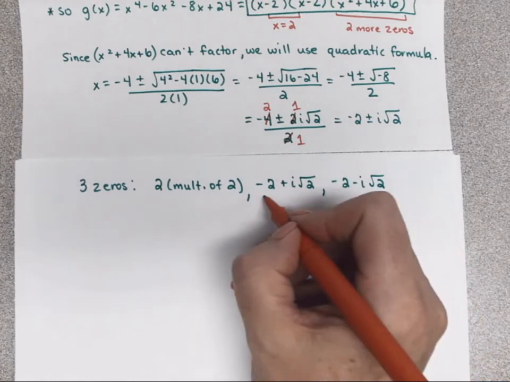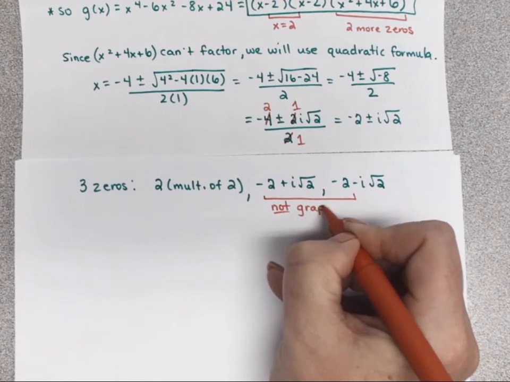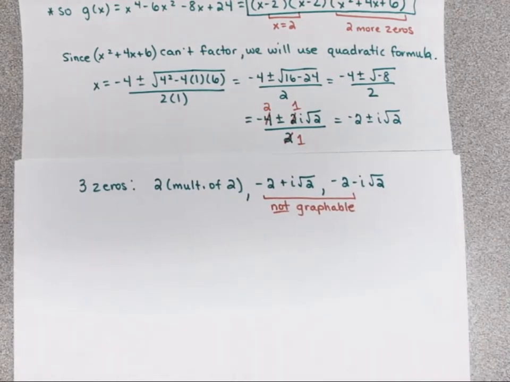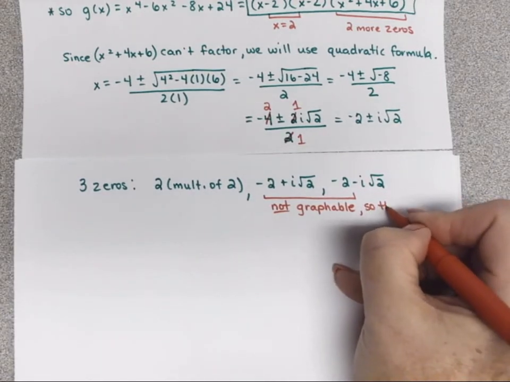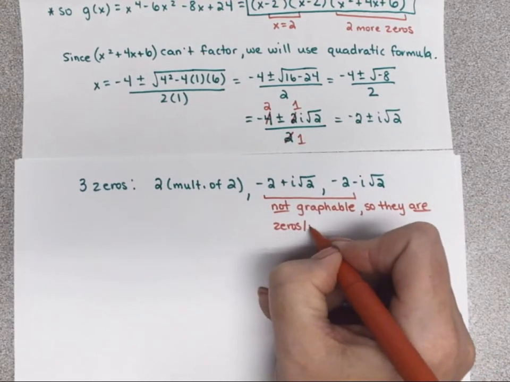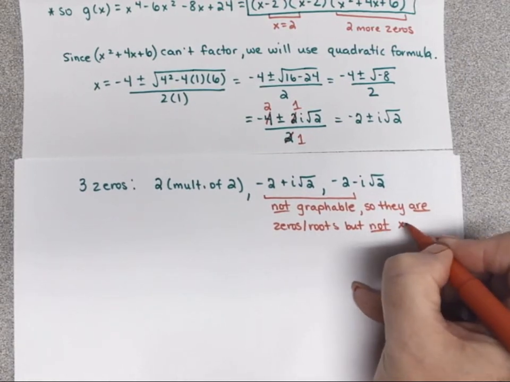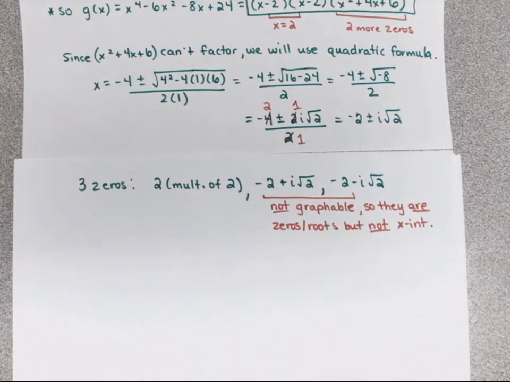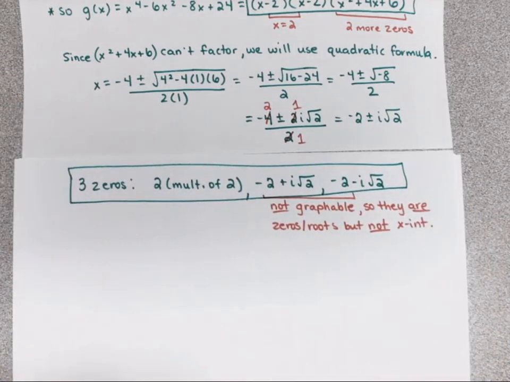Okay. Note that these are imaginary, right? So they are not graphable. So we're going to look back at the graph and kind of note that we actually kind of already knew that anyway. They're not graphable, okay? So they are zeros or roots, but they are not x-intercepts. You cannot graph things that are imaginary. So here was all of the zeros.